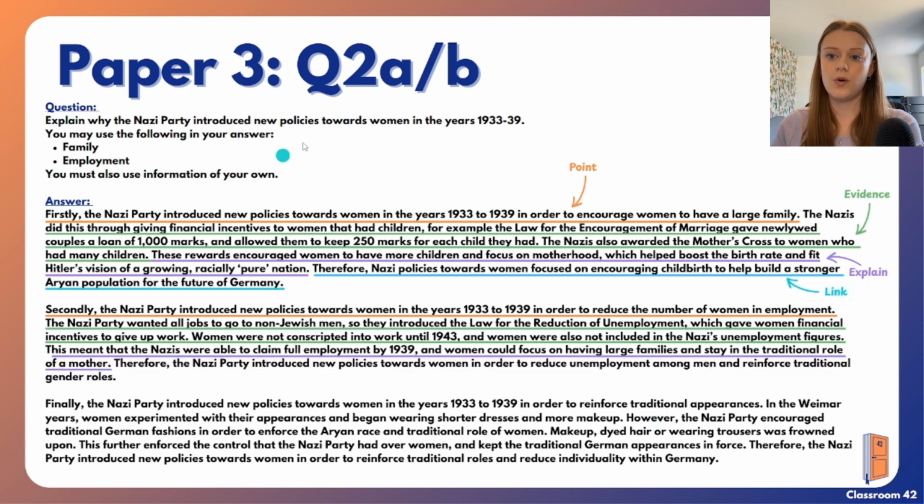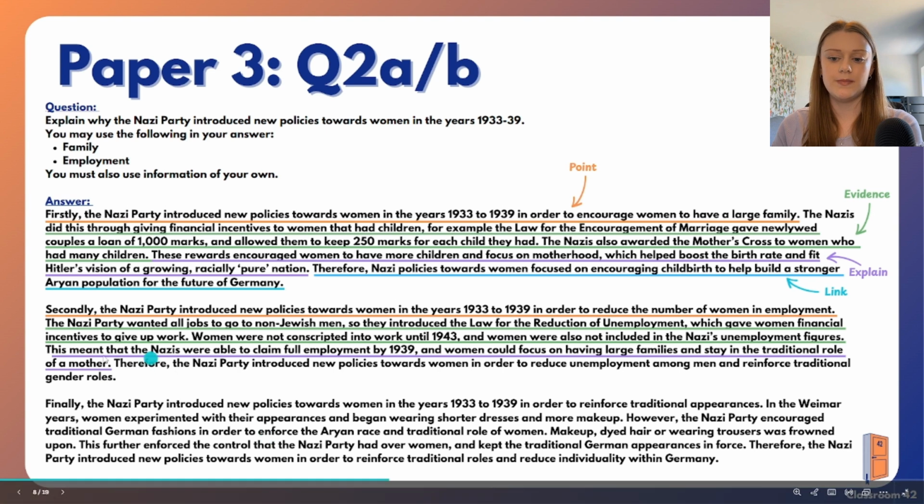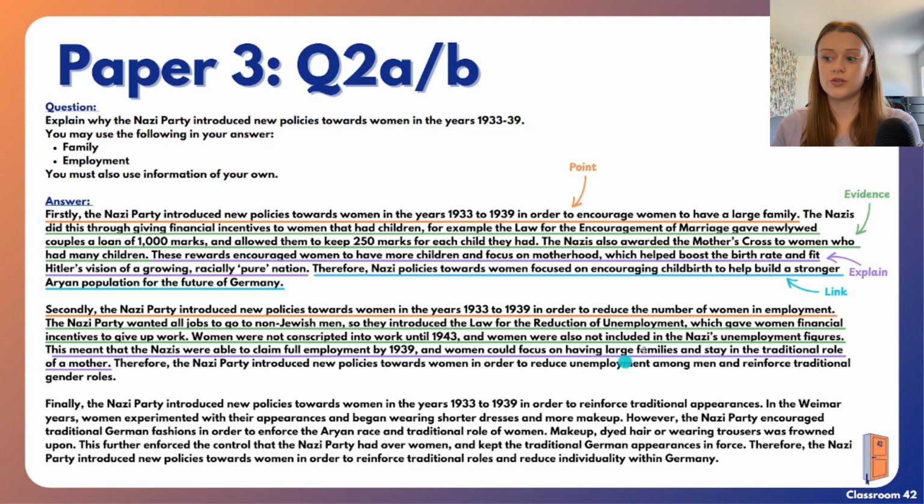Then we're going to explain why the Nazi Party introduced this policy. So this meant that the Nazis were able to claim full employment by 1939, and women could focus on having large families and stay in the traditional role as a mother. And then we're just linking back to the question once again. Therefore, they introduced new policies towards women to reduce unemployment among men and reinforce traditional gender roles.